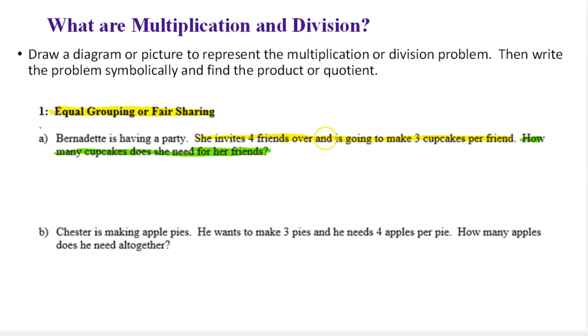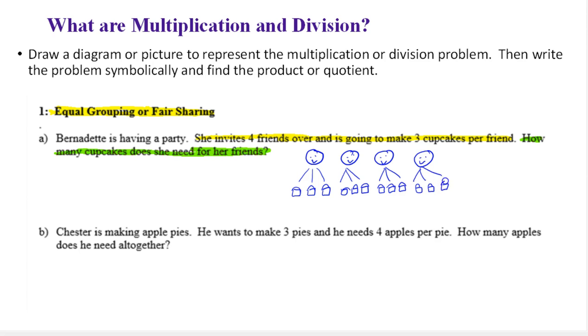So she has 4 friends. Let's draw them. There's friend 1, friend 2, friend 3, and friend 4. And for each friend, she wants to make 3 cupcakes. So I'm going to draw 3 lines here. Sorry, that's the best I can do for a cupcake. So 3 cupcakes for the first friend, second friend, third friend, and the fourth friend.